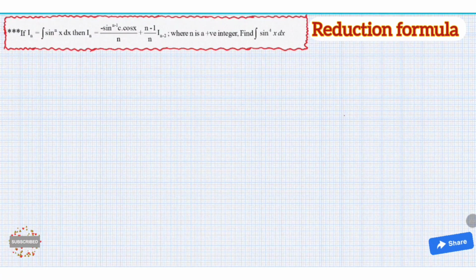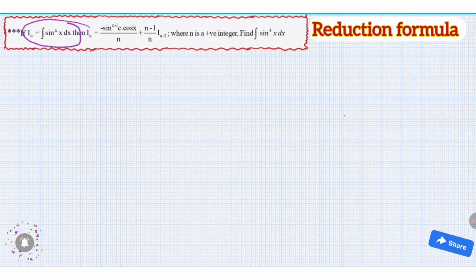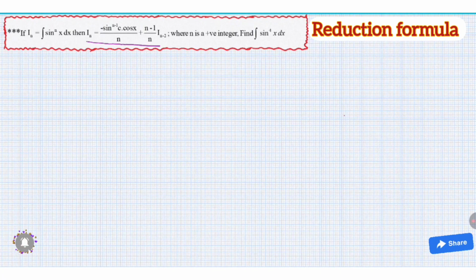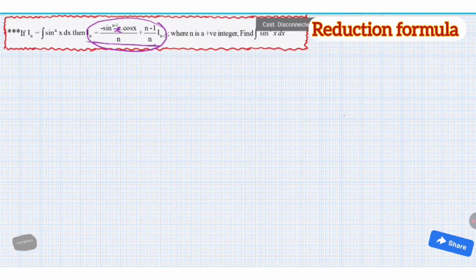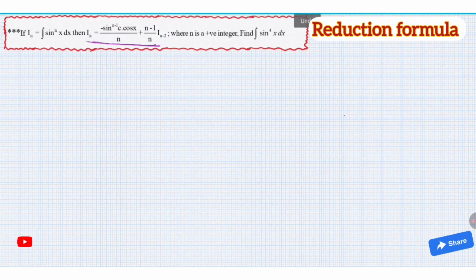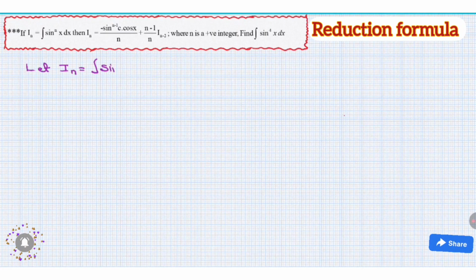The next question is a reduction formula. If In equals integration sin x power n dx, then we show that In equals minus sin x power n minus 1 cos x by n plus (n minus 1) by n times I(n minus 2). Now start the solution. First, let In equal integration sin x power n dx. Suppose that is equation number 1.